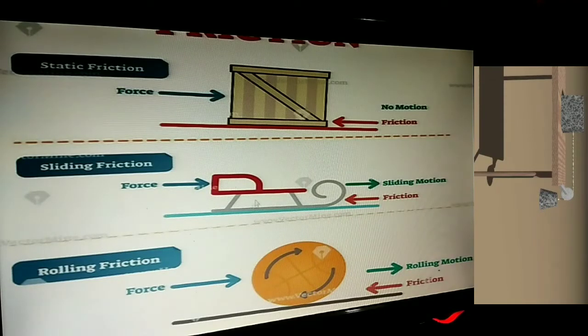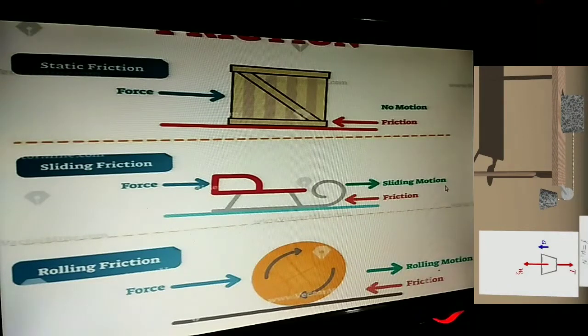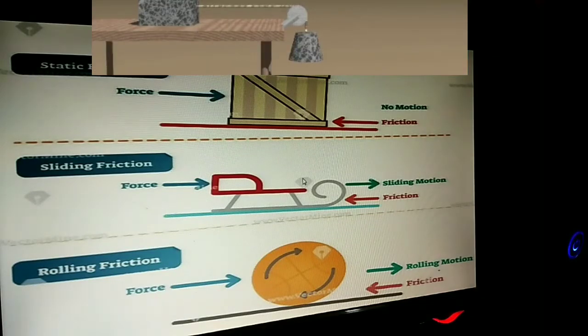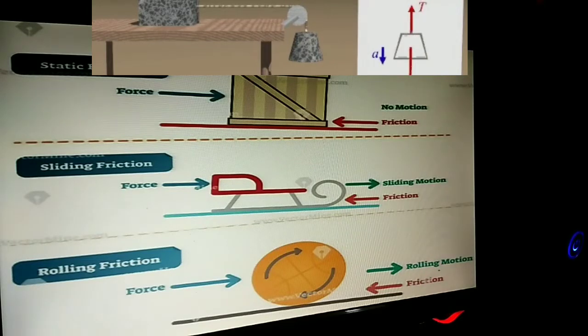And when a body is sliding over another body by application of force, overcoming the frictional force and continuing to slide, it is called sliding friction. And between the static and sliding friction, the amount of force required to make the body start moving, that is, to turn static friction into sliding friction, is called limiting friction.